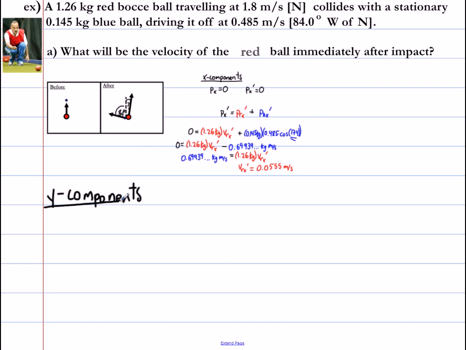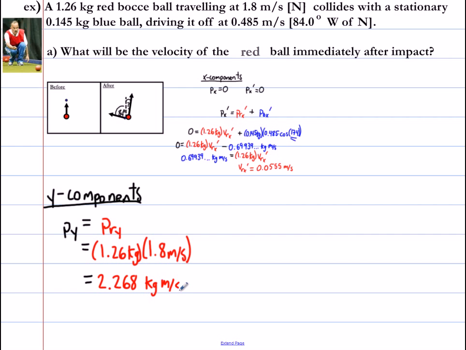So what we have initially in the y direction for the momentum before the collision, all the momentum is found in the red ball. So initially, the red ball is all y component. The mass of the red ball is 1.26 kilograms multiplied by the initial speed of the red ball, 1.8 meters per second. And it's all in the y direction, so this is where we're getting this from. That works out to about 2.268 kilogram meter per second.